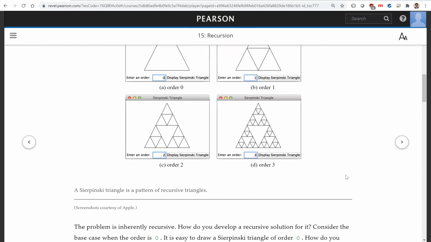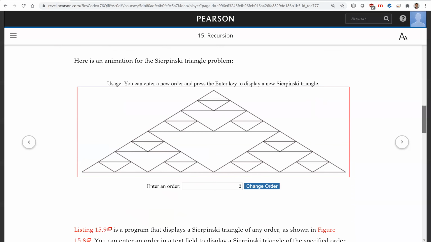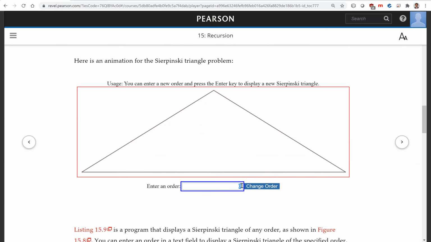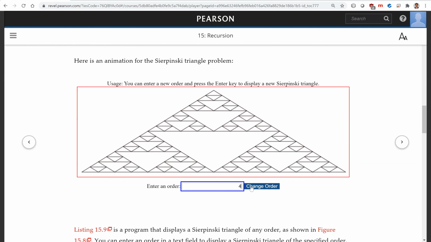First, we are going to look at this animation here. This is for order 0, this is for 1, and this is for 2. So this is what we have. And this is for 3, this is for 4, and this is for 5.